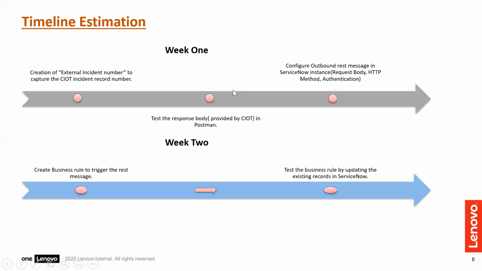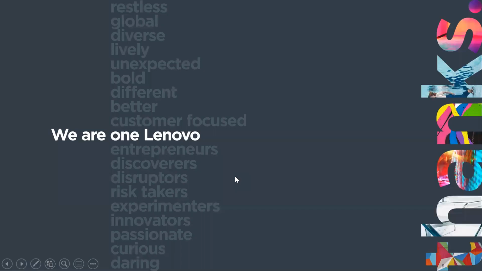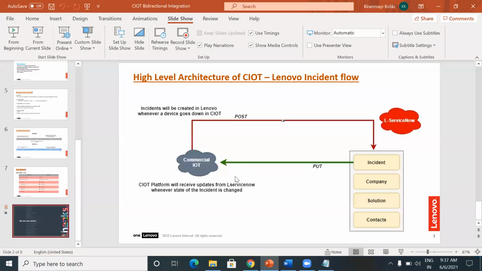Okay, so beforehand we are going to define this information to the CIOD and they are going to configure from there. If you send like a 10 in the request body, they just need to capture it as open on their end. If you send like a 2, that is in progress. Even they know these backend values for easy identification. Okay, the next thing is done. We are done with this kind of thing.